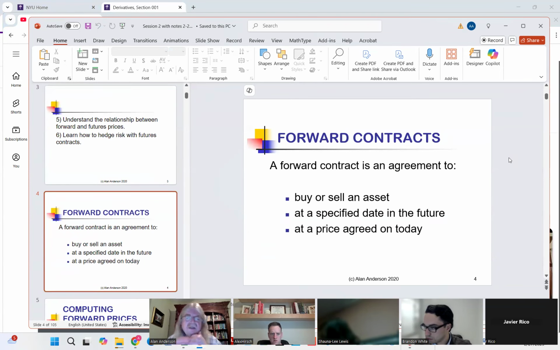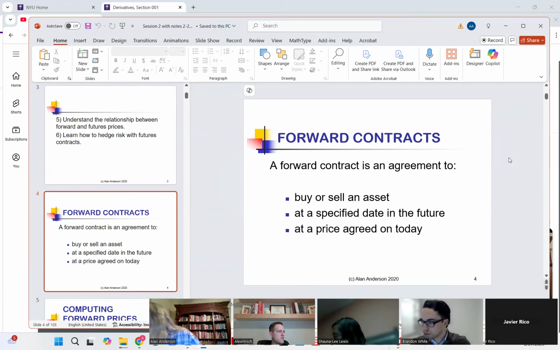All right, so as we saw last week, a forward contract is simply an agreement between two counterparties to either buy or sell an asset at a specific date in the future, but the price is determined today. And that's the so-called forward price that I alluded to earlier.